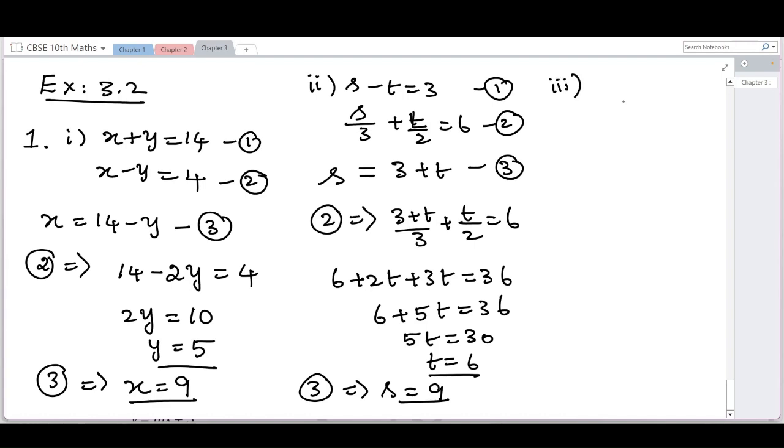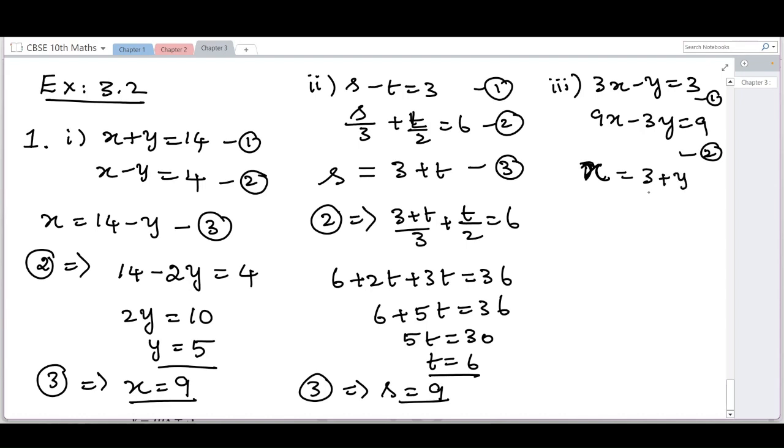Third one: 3x minus y equal to 3, 9x minus 3y equal to 9. Let me take the first equation and rewrite it. You can take x equal to (3 plus y) by 3, or you can simply take y; it's very easy, still you can take y, nothing wrong in that. So you get the value of x to be (3 plus y) by 3. When you substitute this in the second equation, 9 and 3 will get cancelled. So 3 into (3 plus y) minus 3y equal to 9. If you simplify this further, you will get 9 plus 3y minus 3y equal to 9. So 3y and 3y get cancelled and you get 9 equal to 9.